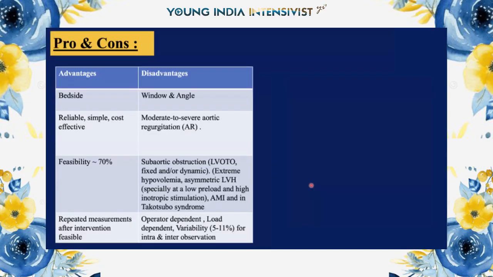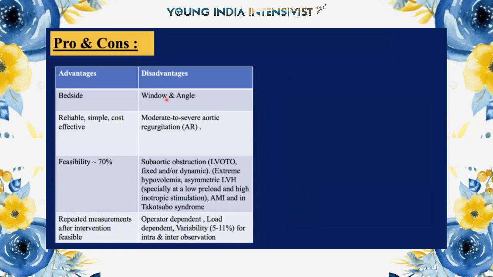Okay. Pros and cons. What are the advantages of using VTI? One, nowadays, the echo machine is a standard of care. The ultrasound machine is available in all the ICUs, so it is bedside, reliable, simple, and cost effective. It is feasible in up to 70% of patients, and you can always resuscitate a patient. You can give them a fluid bolus. You can do repeated measurements.